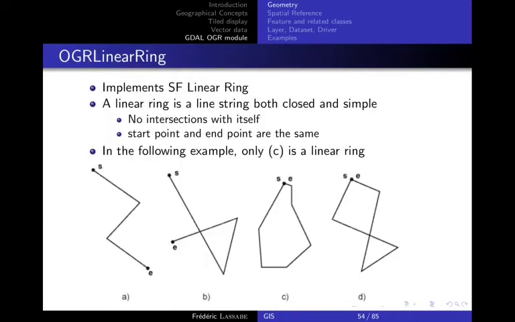Then the OGR linear ring, it implements the simple feature linear ring, which is defined by a line string, both closed and simple. So simple means it has no intersections with itself, and closed means that the start point and the end point are the same. So in the following examples, only C is a linear ring because B is not closed and is not simple. D is not simple but it's closed, A is simple but not closed, and C is simple and closed.